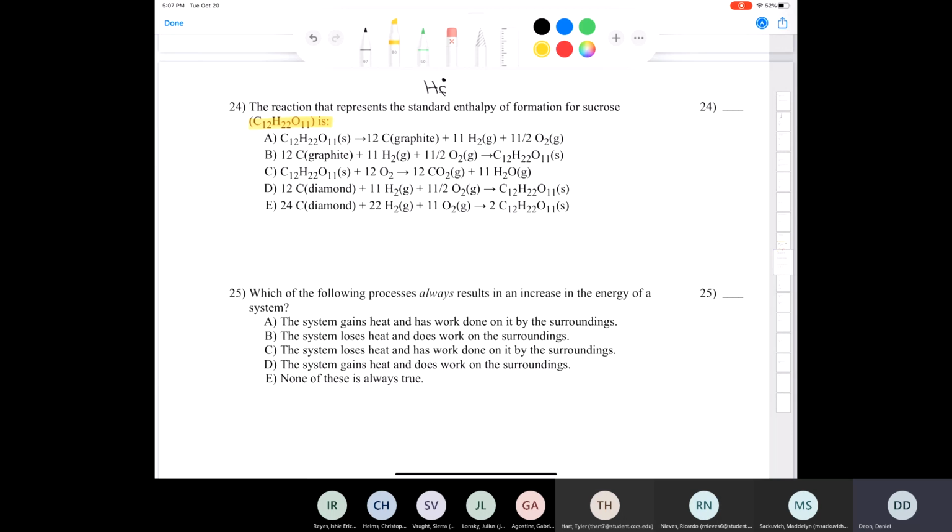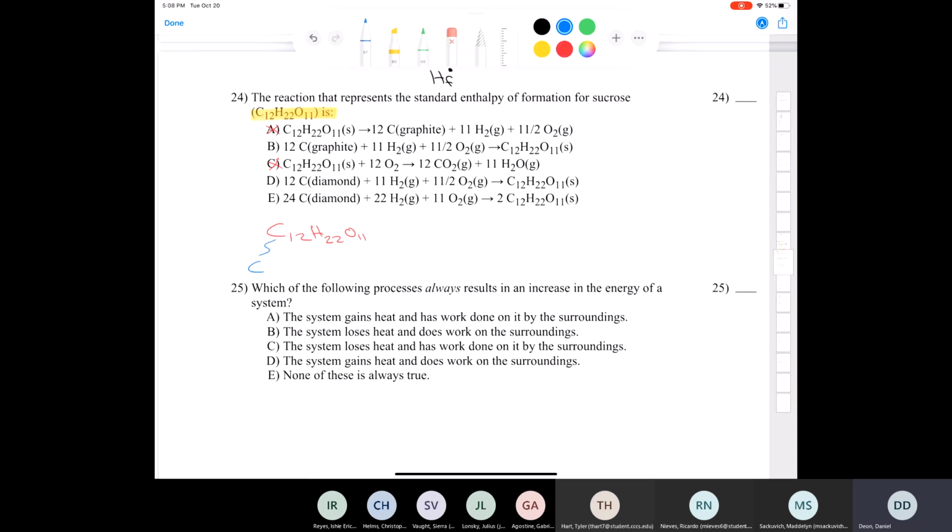Well, we want to end up with sucrose as our product. And if you look at the first answer, A, sucrose is not a product, so that is not an option. And if you look at C, sucrose is not an option there either. Now, if you look at B, D, and E, they all have sucrose as a product. And what is sucrose made of? C12H22O11, it's made from carbon, it's made from hydrogen, and it's made from oxygen.